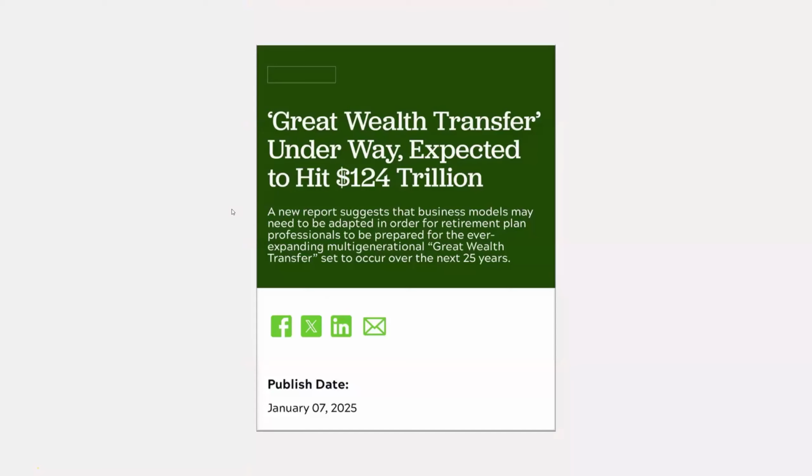There's something called a great wealth transfer. This is important. What that means is that the baby boomers are dying right now. There's lots of them dying every single day, and they're going to pass down $124 trillion in wealth to the next generation. That's a lot of money, right?